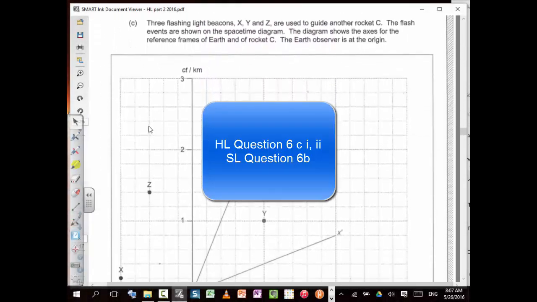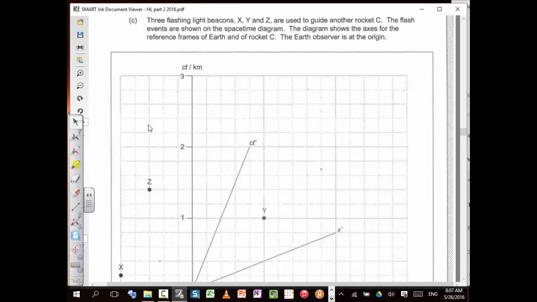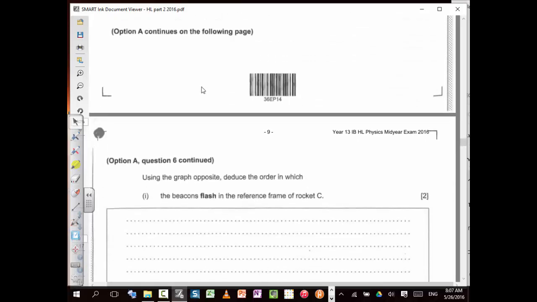Three flashing light beacons X, Y, and Z are used to guide another rocket C. The flash events are shown on the space-time diagram. The diagram shows the axes for the reference frames of Earth and rocket C. The Earth observer is at the origin. Using the graph opposite, deduce the order in which the beacons flash in the reference frame of rocket C.